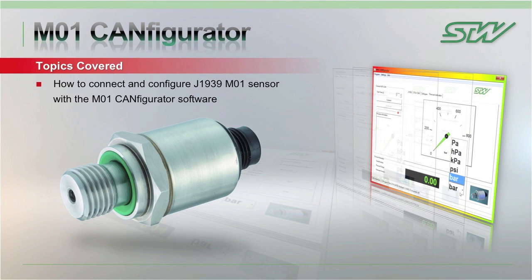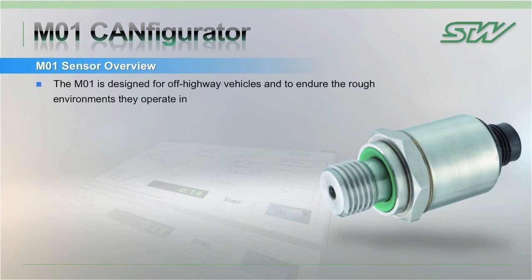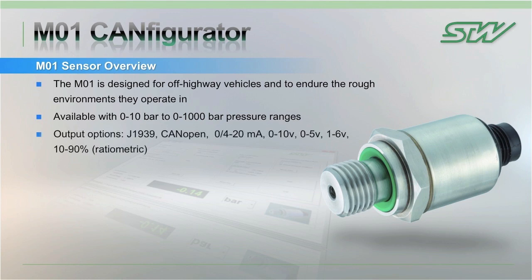But first, I'll just give a brief overview of the M01 sensor itself. It's especially designed to be used in off-highway vehicles. The EMC shock and vibration protection is designed for the machines and the rough environments that they normally operate in. The M01 is available with pressure ranges from 0 to 10 bar, all the way up to 0 to 1000 bar. There's a variety of configuration options for the output signal and the electrical and pressure connections.